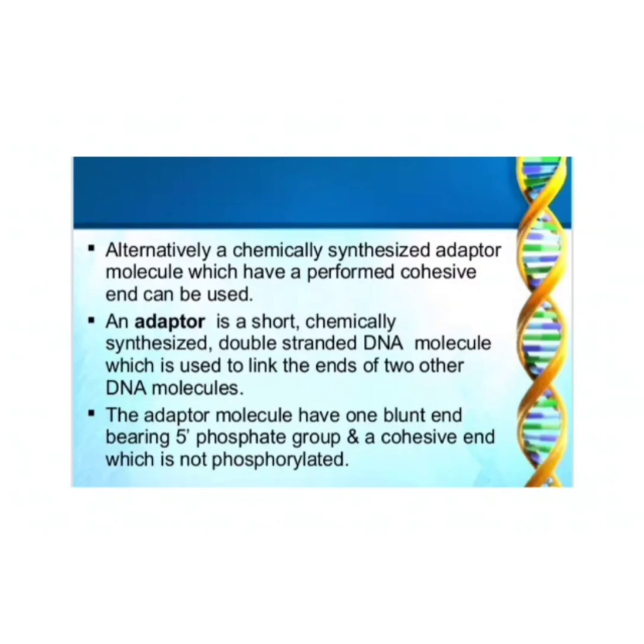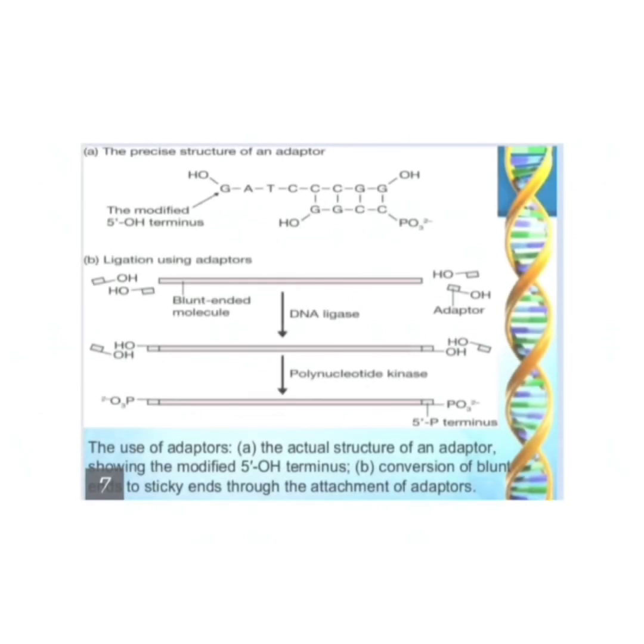An adapter is a short, chemically synthesized, double-stranded DNA molecule which is used to link the ends of two other DNA molecules. The adapter molecule has one blunt end bearing 5' phosphate group and a cohesive end which is not phosphorylated. The use of adapters. The actual structure of an adapter showing the modified 5' end OH terminus and the conversion of blunt ends to sticky ends through the attachment of adapter.